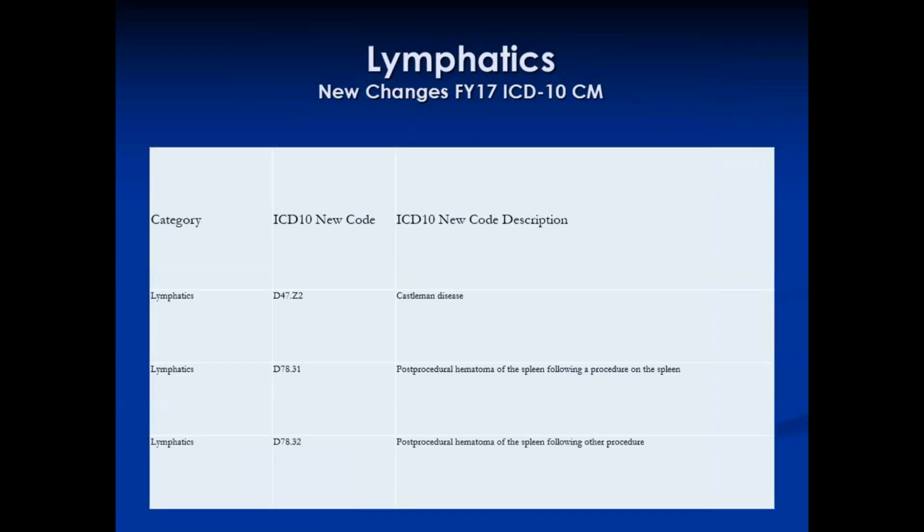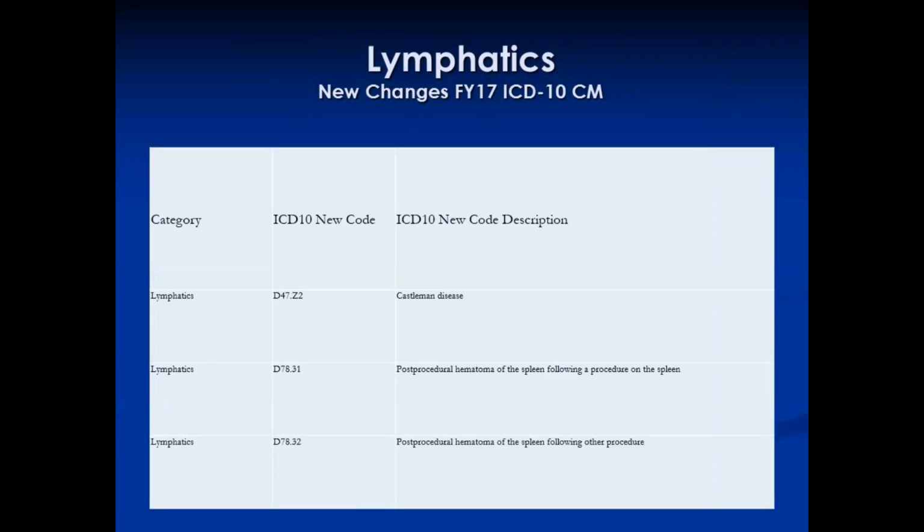Lymphatic has 3 new codes. Castleman disease. Does anyone know what that is? Because I didn't. I wanted to give you a description of Castleman disease. The other code is post-procedural hematoma of the spleen following a procedure on the spleen. The other is post-procedural hematoma of the spleen following other procedures.